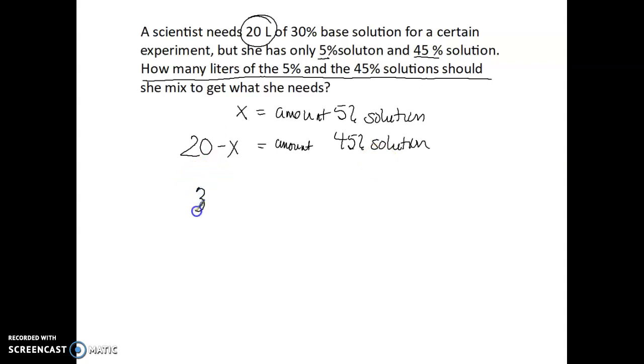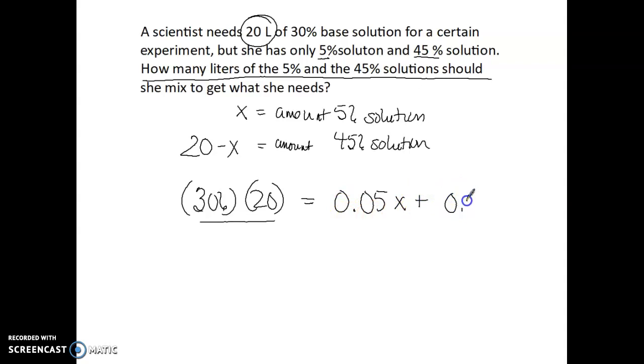You have 30% of 20 liters. That's what you're looking for. It is going to be equal to the 5%, or 0.05, times x, so the amount of 5% solution, plus the 45% times the 20 minus x, the amount of that solution.